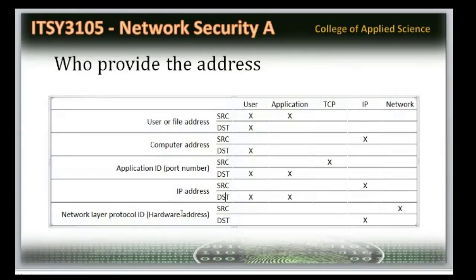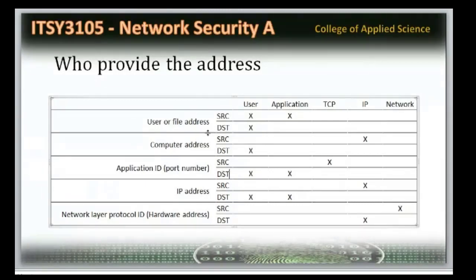Then hardware address. This is layer 2. Hardware address, or we can say it is a MAC address. So for the source and for the destination you need it. Then port numbers. We need the source port number, we need the destination port number.